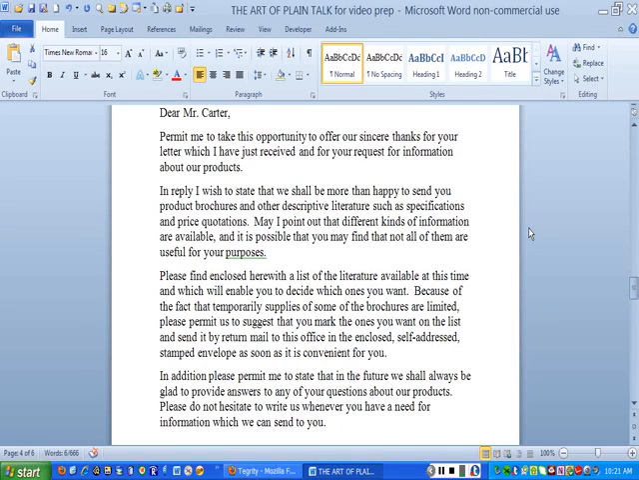Please find enclosed herewith a list of the literature available at this time, and which will enable you to decide which ones you want. A lot of whiches there. Because of the fact that temporarily supplies of some of the brochures are limited, please permit us to suggest that you mark the ones you want on the list and send it by return mail to this office in the enclosed, self-addressed, stamped envelope as soon as it is convenient for you.